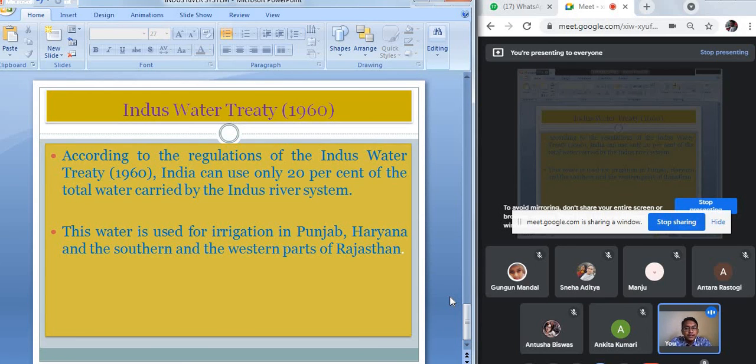So we have completed the Indus river, which is one of the major Himalayan rivers, and in our next class we will be discussing the Ganga river system, which is the most important river system of our country.